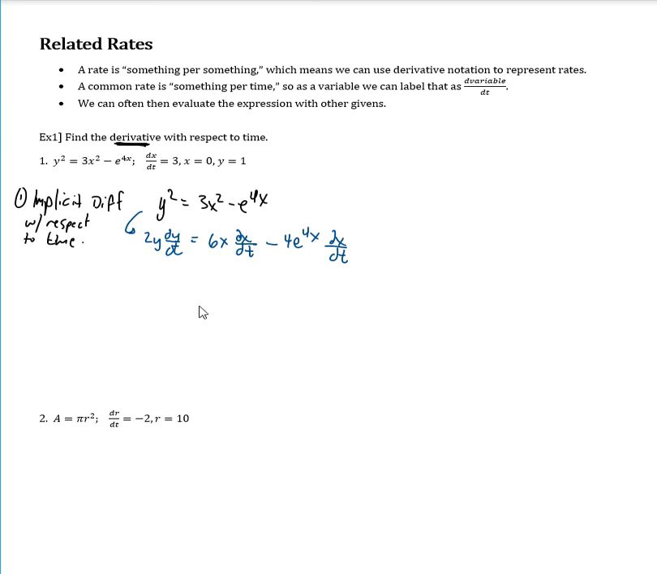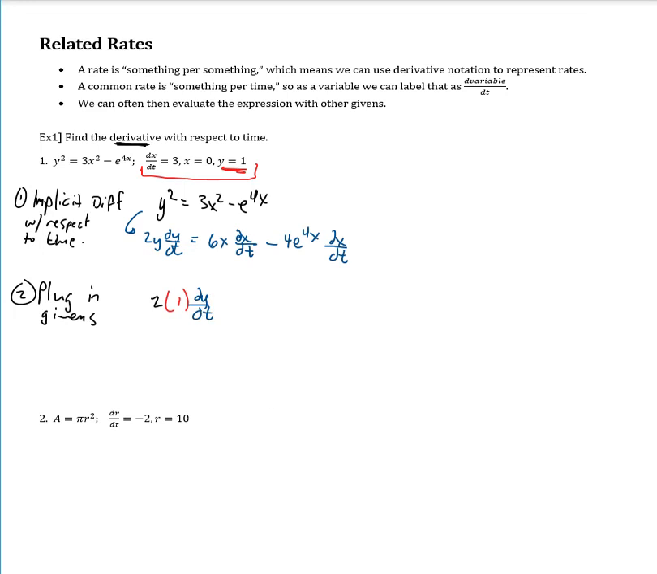So step 2, plug in givens. We're going to take this equation that we have right here and start to plug everything in. So I have 2 times y, which they're saying is 1, so we have 2 times 1. dy dt, they didn't tell us what it is, so we're going to leave that as dy dt.